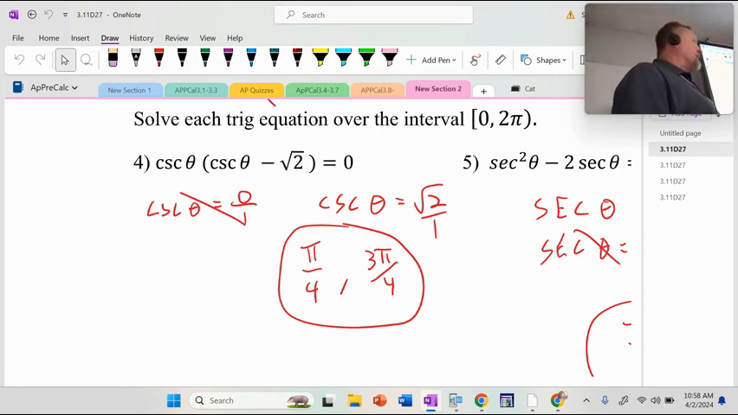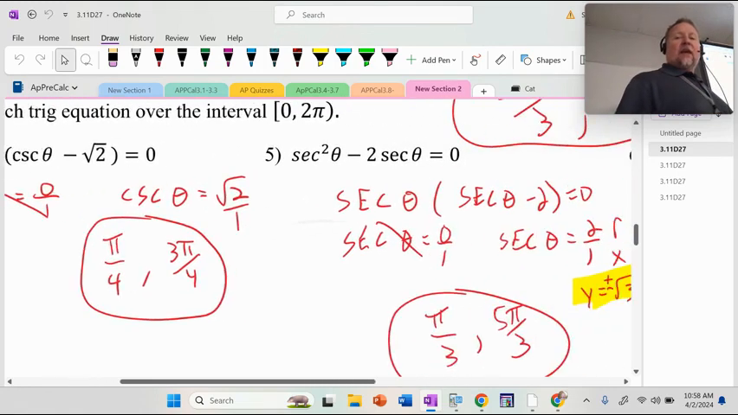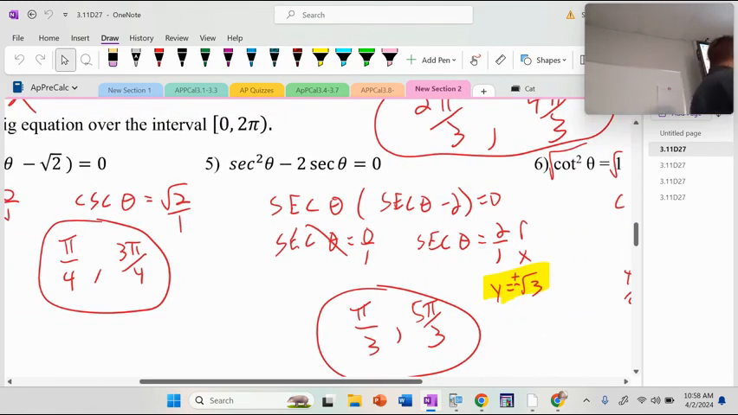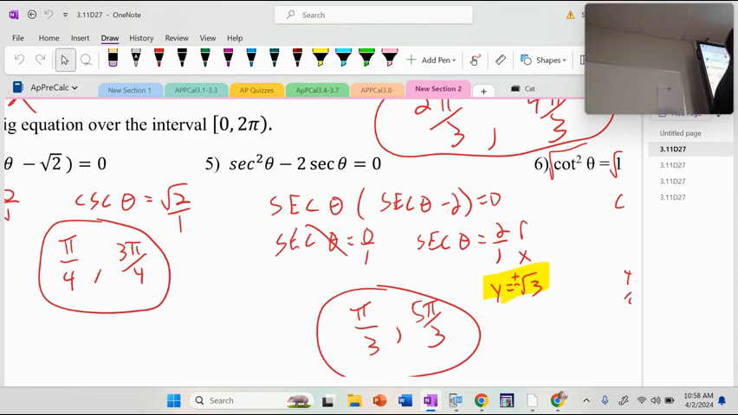Next one, same thing. You do a GCF. We're going to run way out of time on the calculator part. Take out a secant, and then secant of theta equals 0 also doesn't lead to answers. But secant of theta equals 2, we just did that one, but now it's quadrants 1 and 4 over 3s, not quadrants 2 and 3 when it was a negative 2.